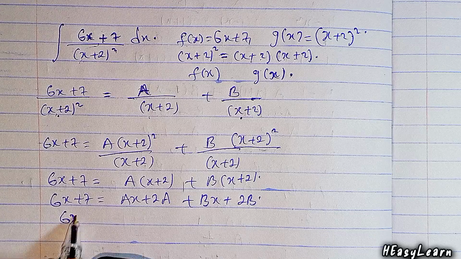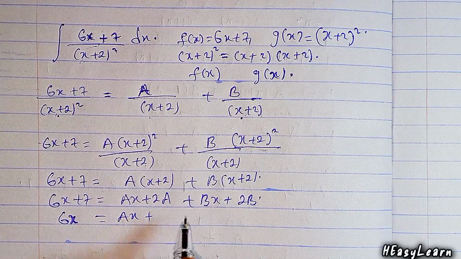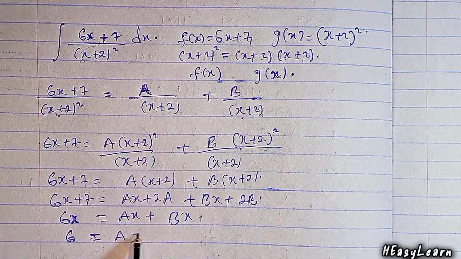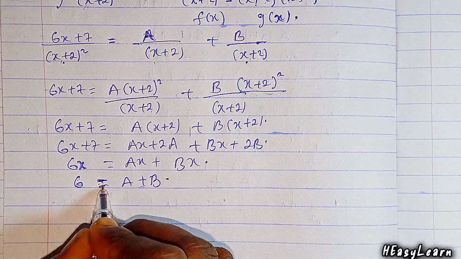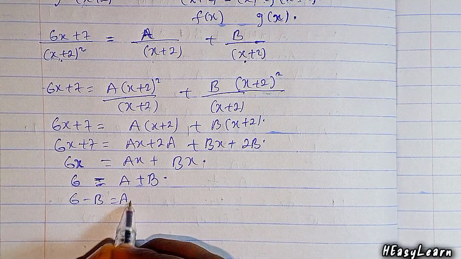Equate coefficients that are corresponding. We have 6x equals ax plus bx. We have 6 equals a plus b. This is the same thing as 6 minus b equals a.